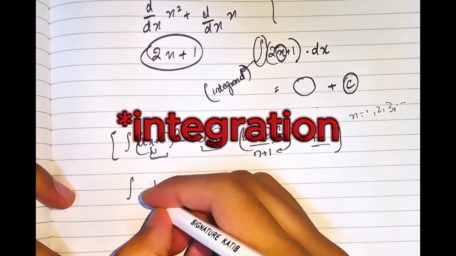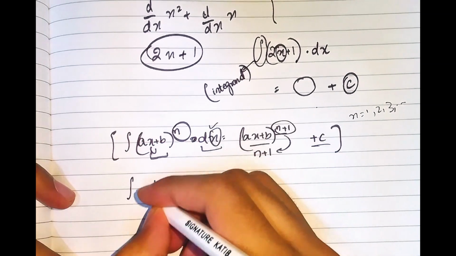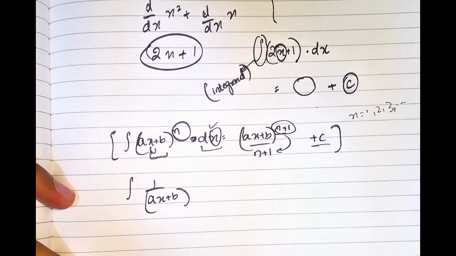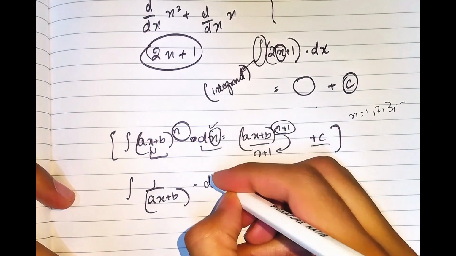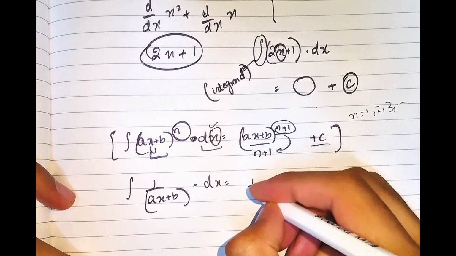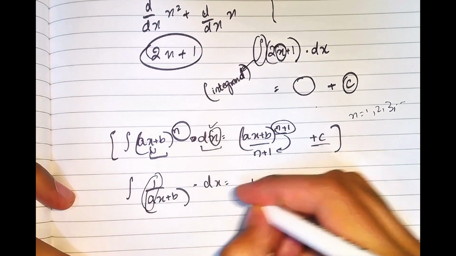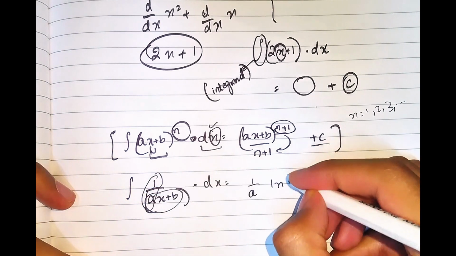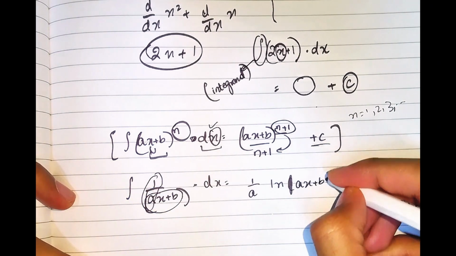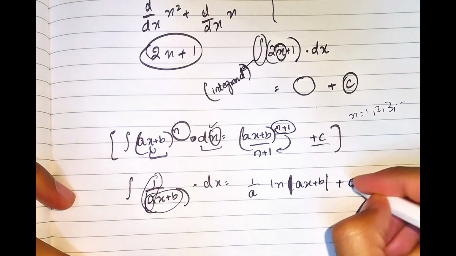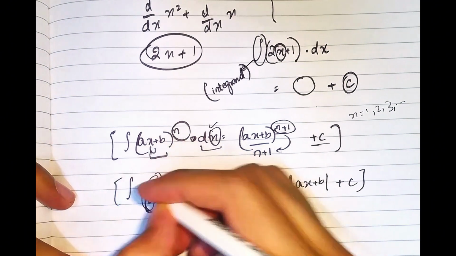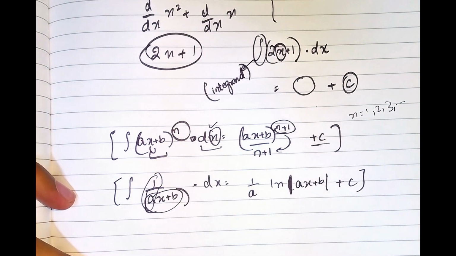Also, there is one more very common integration rule. If we are integrating the same function but it is in the denominator, then you have to integrate, of course, with respect to dx. First of all, you will take 1 divided by a. Okay, so this factor will be separated. Then you will take the natural log, or you can say the ln, of ax plus b, plus the constant of integration. Okay, so these are the two most common rules for taking the integration of something.